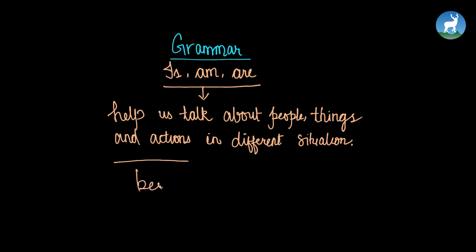The state of being. Alright, so once we know this, we shall now move to the uses of is, am, and are individually. So let's start learning the use of is. So the first thing we need to understand is when we use is.